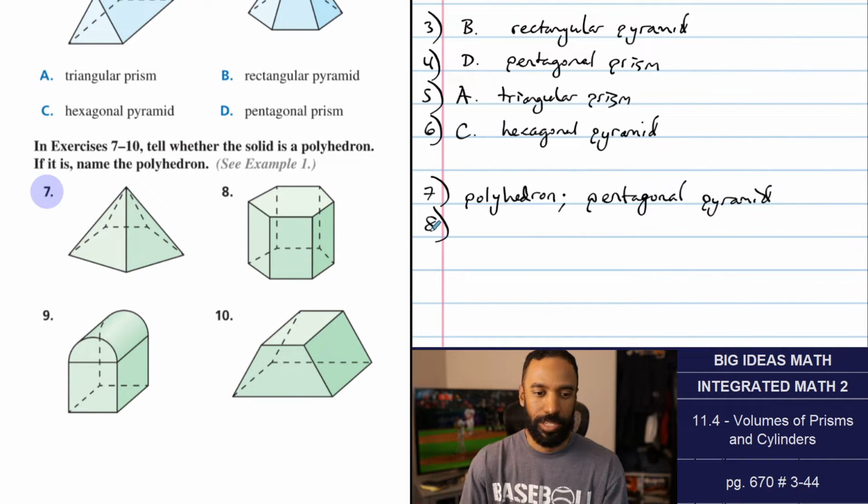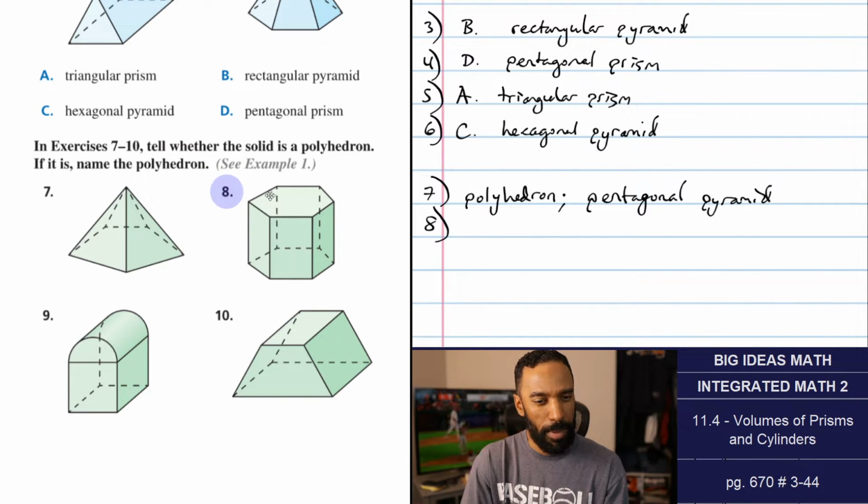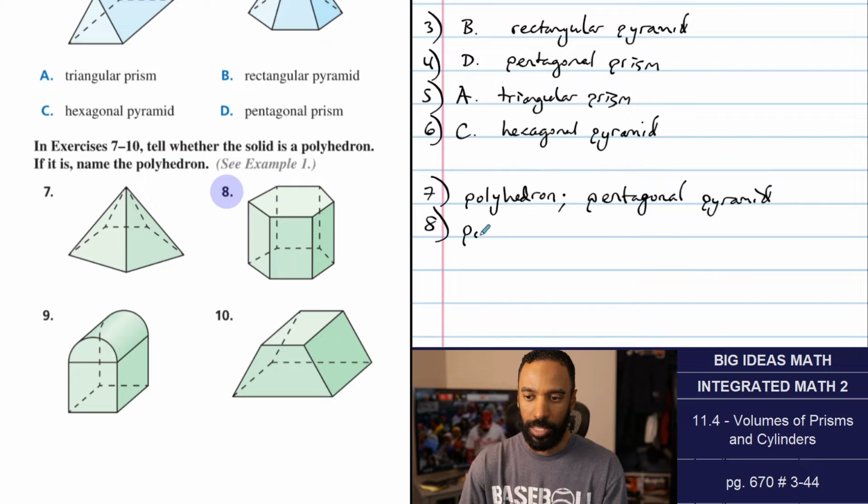All right, number 8, also a polyhedron. Now, it doesn't look like a regular polygon on bottom. Maybe it is, I can't tell, but it looks like a hexagon, 6 sides. So this is hexagonal. It is a prism. It's a polyhedron and a hexagonal prism.